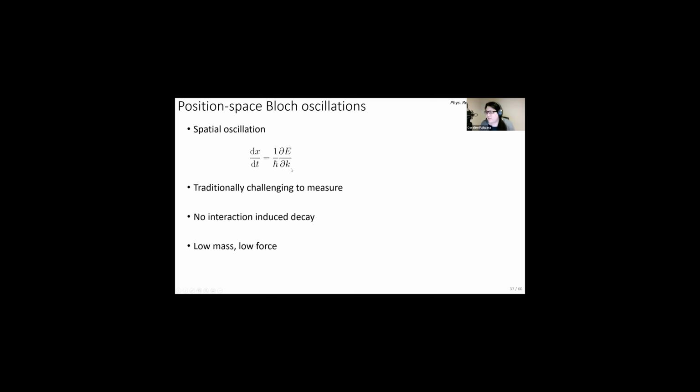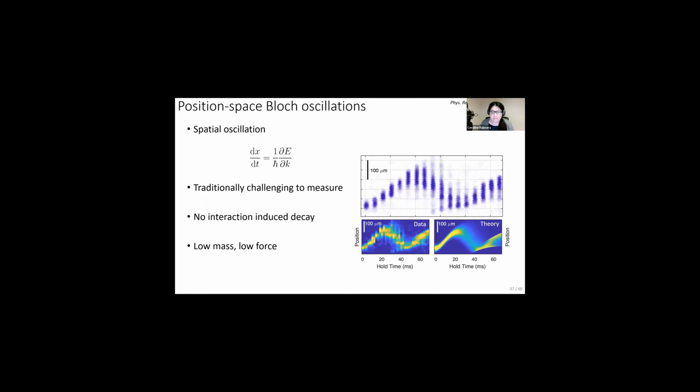Now, these position space Bloch oscillations have been traditionally challenging to measure because the length scales are very tiny, and in a real solid state material, because of defects and electron-electron scattering, because of complications in real materials, they're relatively challenging to measure in position space. But in atomic physics systems, I'll be able to tune the interactions to 0, so there's no interaction-induced decay. And I can also amplify the magnitude of these oscillations by working with low forces. And so we can do this in the lab, and we can see very nice position space Bloch oscillations.